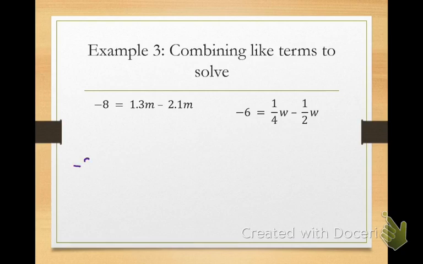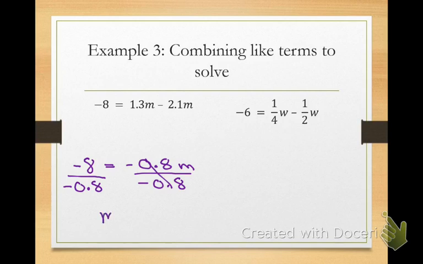I'm going to rewrite it. Negative 8 equals negative 0.8 m. You must divide by what is connected to the variable. So if it's negative, you've got to divide it. Divide the other side by negative 0.8. M equals positive 10. It's positive because it's two negatives. All right, we don't have time.